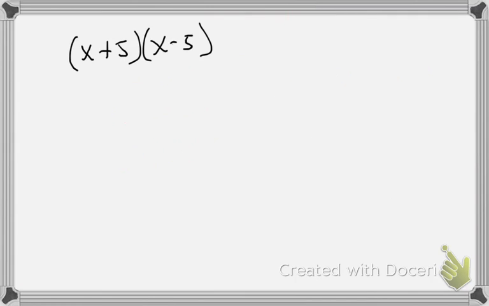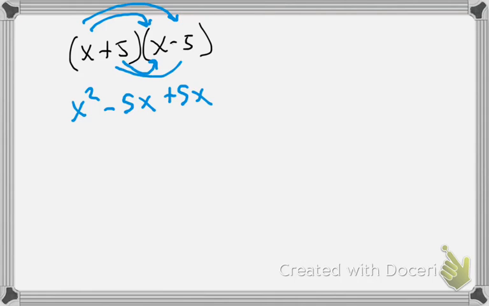Alright, so let's try another one. Let's say that we have this situation. We're going to distribute an x to an x, and that's going to be x squared. Then x times a negative 5 is going to be a minus 5x. Then 5 times x is going to be 5x. And then 5 times a negative 5, which is going to be a negative 25.